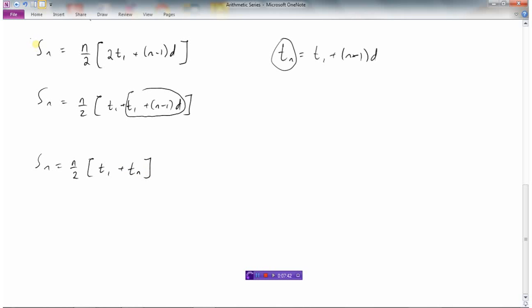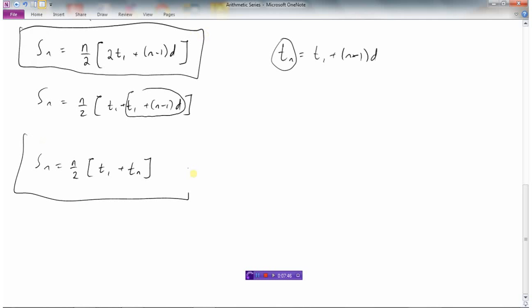So really you have two formulas that you can use to find the sum. You'd use this one if you know, what do we need to know? We need to know n, the number of terms, we need to know the first term, and we need to know the difference. So if you know the number of terms you're trying to add up, and you know the first term and the difference, this is a good formula to use.